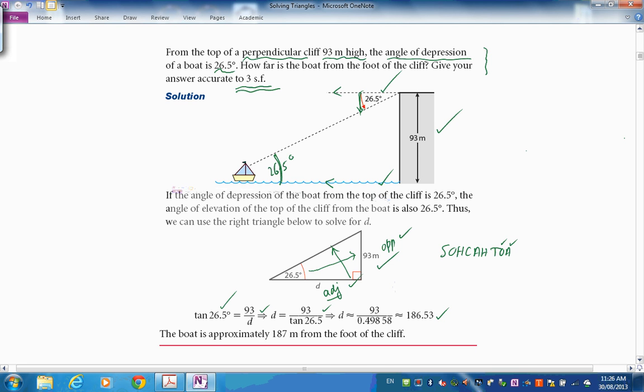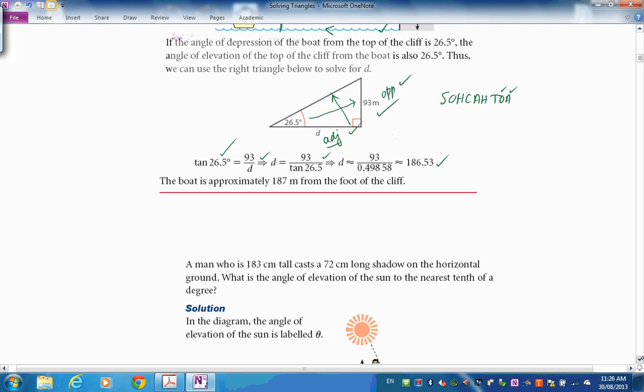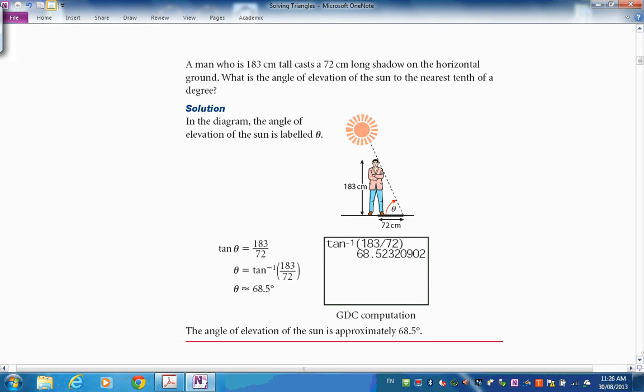Some interesting problems you can do with right-angled trigonometry. Solving right-angled triangles is what we're doing now. A man who's 183 centimetres tall casts a 72 centimetres shadow on the horizontal ground. What is the angle of elevation of the sun, to the nearest tenth of a degree? Oh, getting very accurate. So here we are, we'll draw the sun. We've got a shadow coming down here, and he's 183 centimetres tall, and the shadow is 72 centimetres.